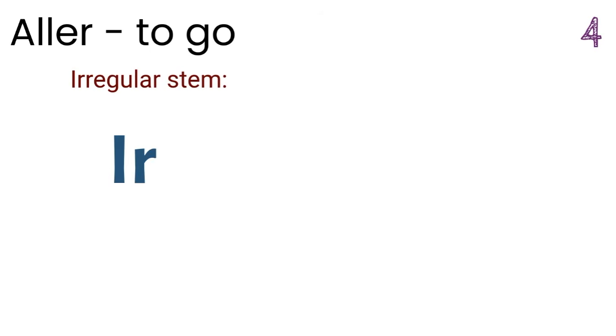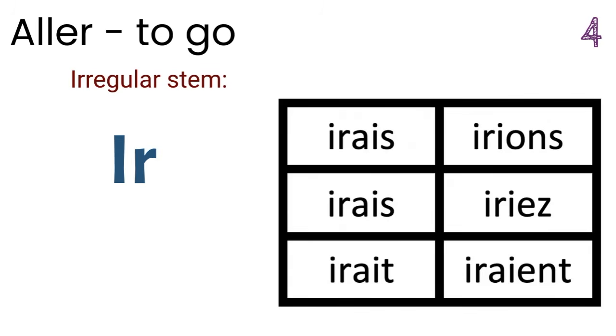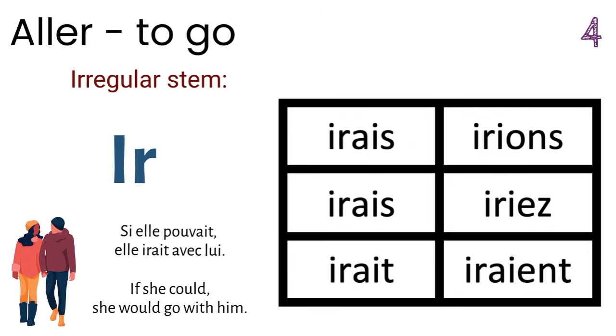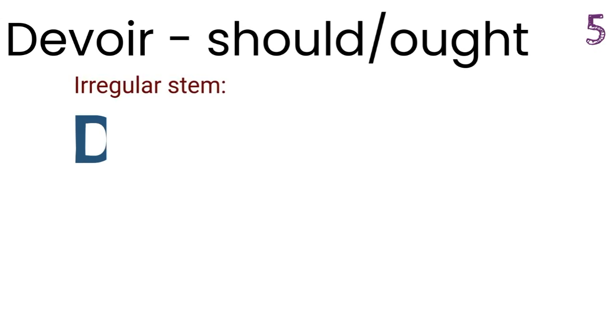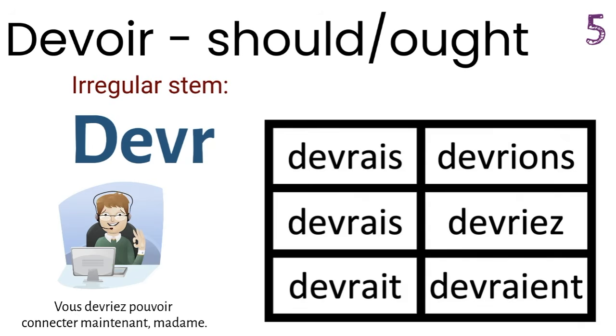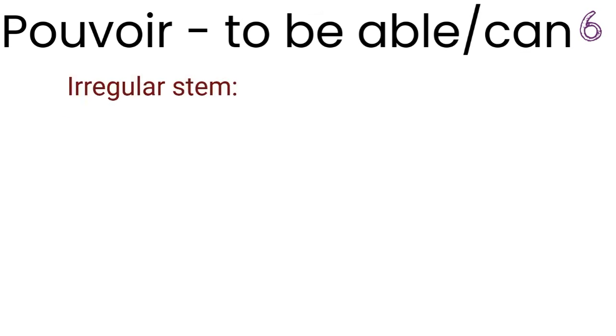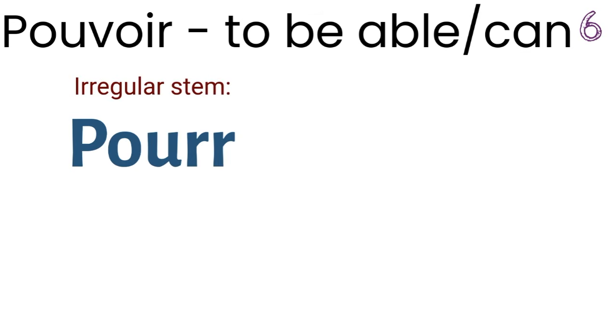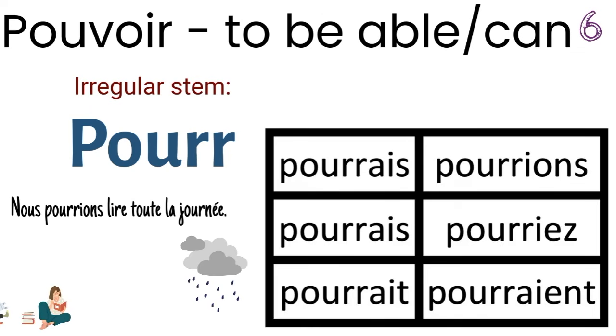Aller takes the new stem ir. Si elle pouvait, elle irait avec lui. If she could, she would go with him. Devoir becomes devr. Vous devriez pouvoir connecter maintenant, madame, would mean you should be able to connect now, ma'am. Pouvoir becomes pourr. Nous pourrions lire toute la journée. We could read all day.